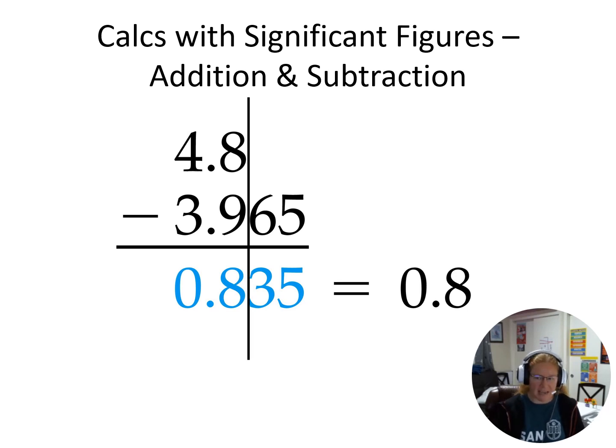So to the right of the 8, I have a 3. So if you recall from any other classes you've ever taken with rounding rules, if the number to the right is 5 or above, we round up. If the number to the right is 4 and below, we keep the number. So the number to the right of the 8 is a 3. That's 4 and below, so we don't round up, and the number is 0.8.